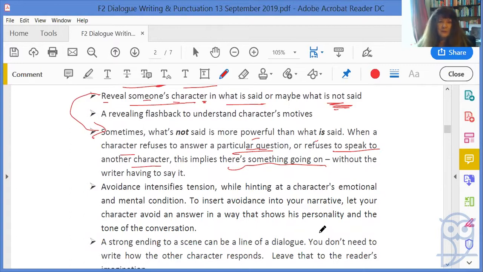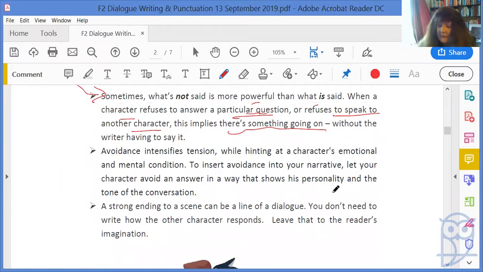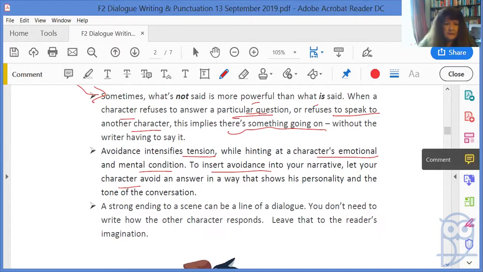Oh gosh, and we're just about to run out of time, people. So, yeah, and one more sentence. Avoidance intensifies tension, and it hints at the character's emotional and mental state. Okay? And to insert avoidance into your story, let your character maybe avoid an answer at some point and just do some action. He ran away looking daggers at the girl or whatever.